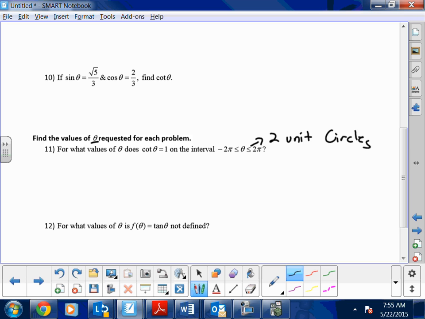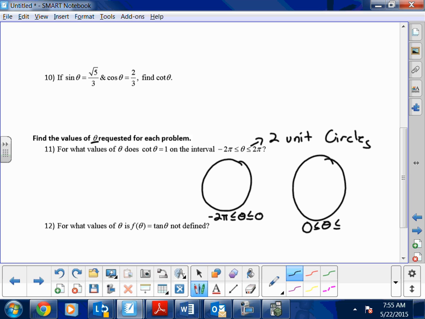We're going to have a unit circle that goes from negative 2 pi less than or equal to theta, less than or equal to 0. And then we're going to have another unit circle that is 0 less than or equal to theta less than or equal to 2 pi. So we're going to have 2 of them. And on each of these, we need to figure out when cotangent is equal to 1.